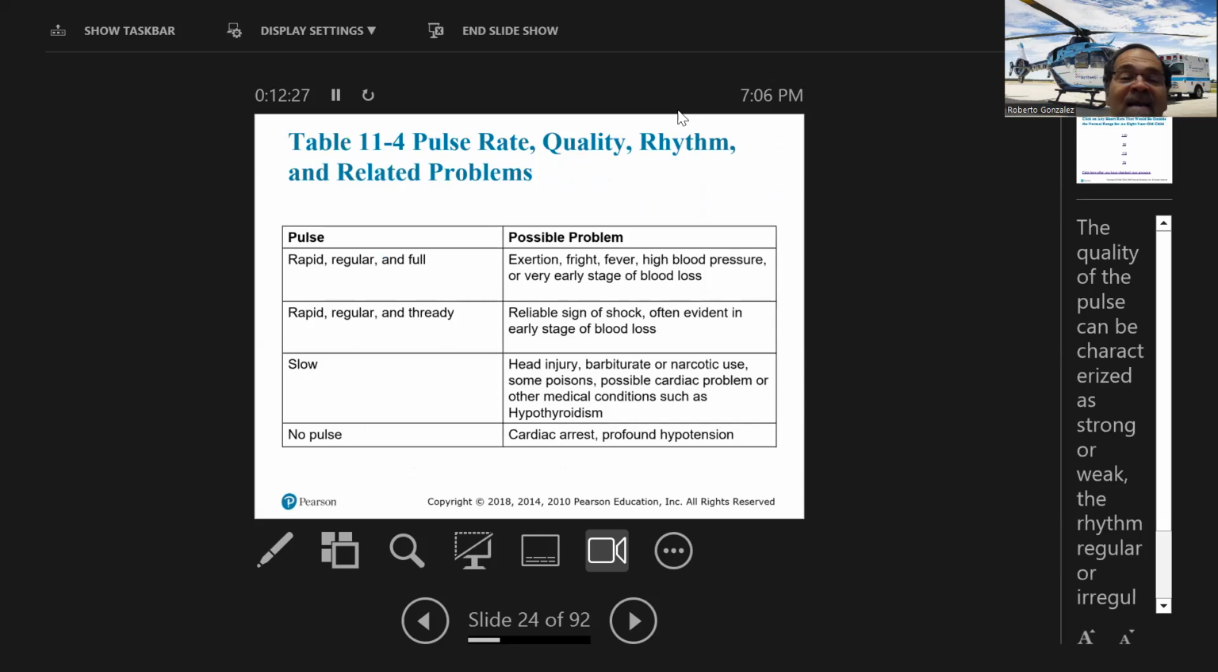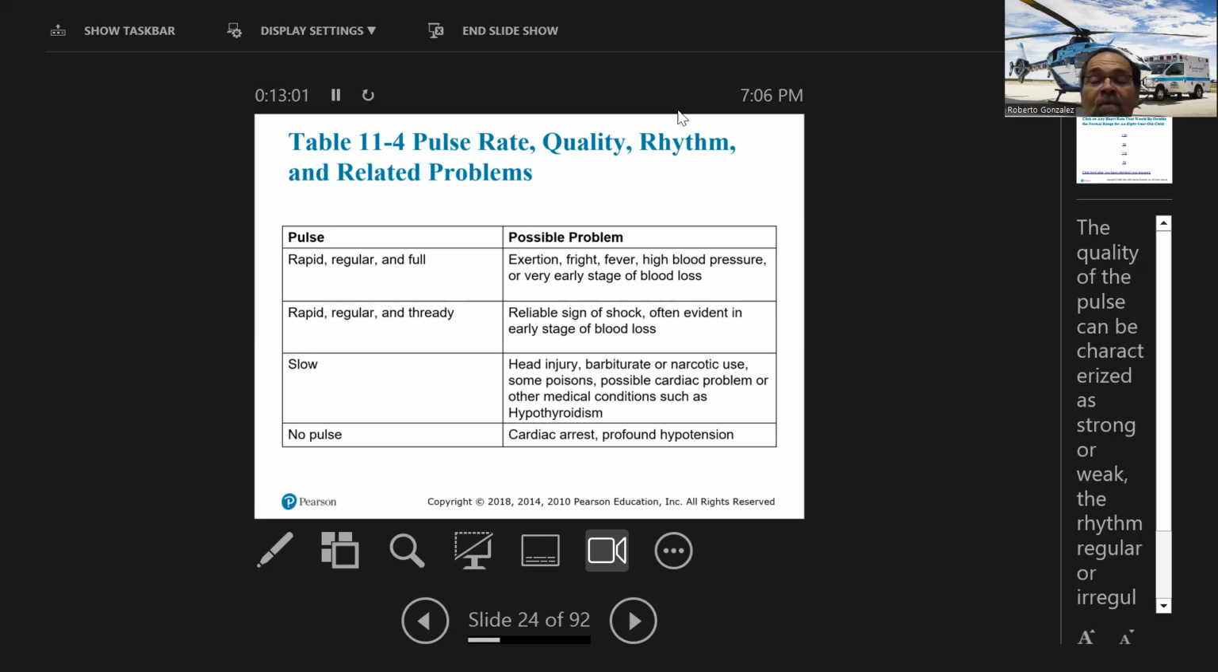Now, the findings and what they might actually mean. Rapid, regular, and full: exertion, in other words exercising, fright, fever, high blood pressure, or very early stages of blood loss. Rapid, regular, or thready: once it starts feeling thready, or it's barely going through, it's a reliable sign of shock, often evident in early stages of shock.